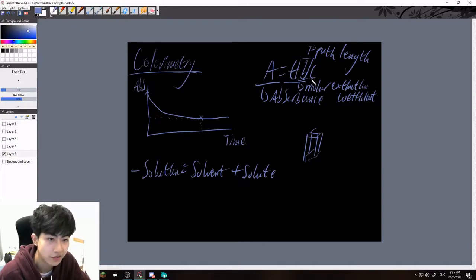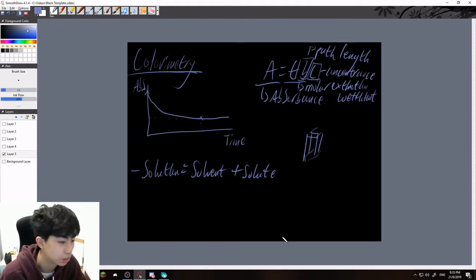And finally, we have our C, which is our concentration of whatever substance we are trying to analyze, usually our solute, and this is given in moles per dm cubed. As usual, it's going to be the independent variable within most of our rate examining mechanisms and experiments, whereas absorbance in this case would be our dependent variable.